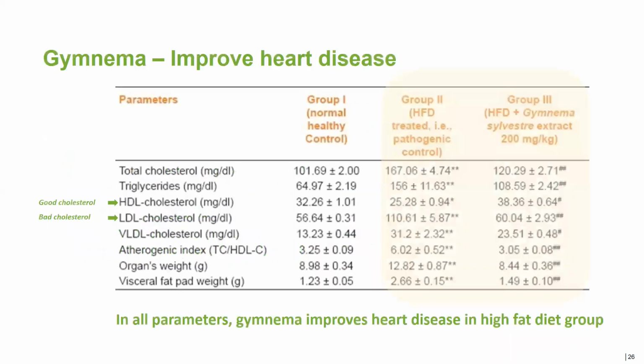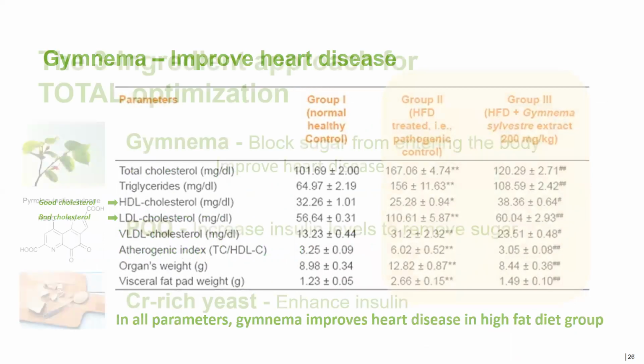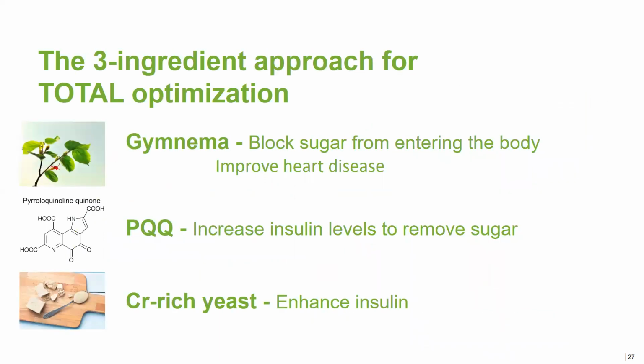Jemima is also found to improve heart diseases. Of course, we know that most diabetic patients today are also cardiovascular patients. They have high blood pressure and the rest. So the three-ingredient approach for total optimization. Number one, Jemima blocks sugar from entering the body, which in turn helps improve heart diseases. Paraquinone increases insulin levels to remove sugar, and the chromium-rich yeast enhances the efficacy of insulin in the body. You cannot miss this. So this is the combination with NMN.